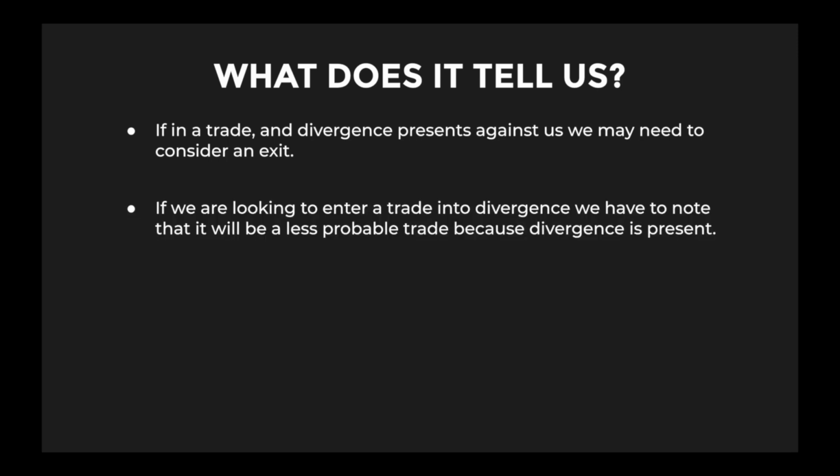So you can use divergence if it's presenting against you to say, hey, you're in the trade, you're up in profit, but divergence is building, maybe you take your exit here. That's a point where we go to the higher time frames to see what the true direction of trend is to determine if we should pull the trade or not. But we definitely want to understand that divergence can present against our A1 trade and signal that change is coming.